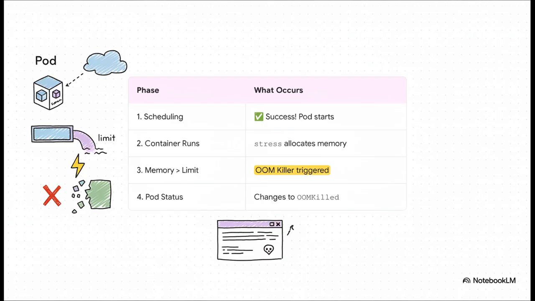Well, first, the pod gets scheduled just fine, because the scheduler only cares about the memory request, not the limit. Then, the container starts up and begins allocating memory, just like it was told. But the very instant it tries to allocate more than its 250 megabyte limit, bam, the OOM killer is triggered. The process is killed, and the pod status immediately flips to OOMKilled.